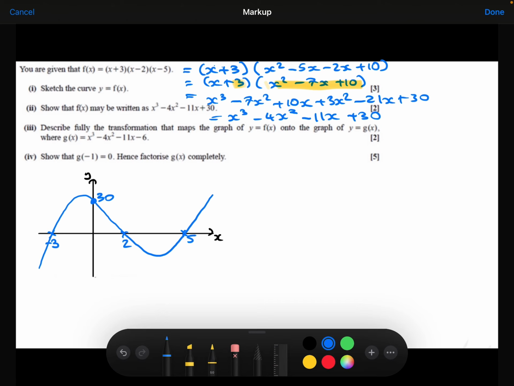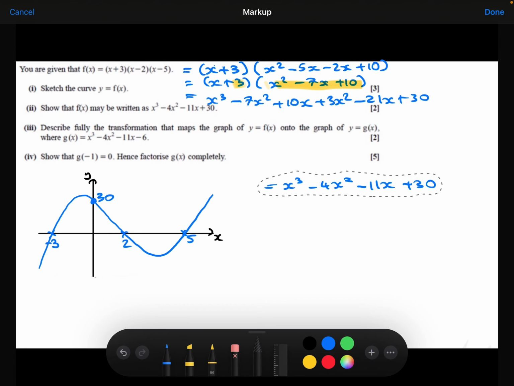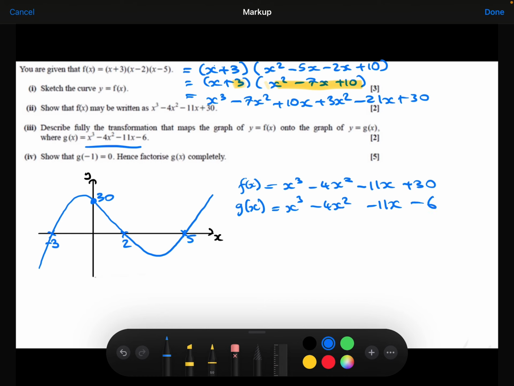Part III. Describe fully the transformation that maps the graph of f(x) onto the graph of g(x), where g(x) is equal to x cubed minus 4x squared minus 11x minus 6. So let's take my f(x) that I've just written down, and let's write g(x) underneath it so we can compare. So the g(x) was x cubed minus 4x squared minus 11x minus 6.